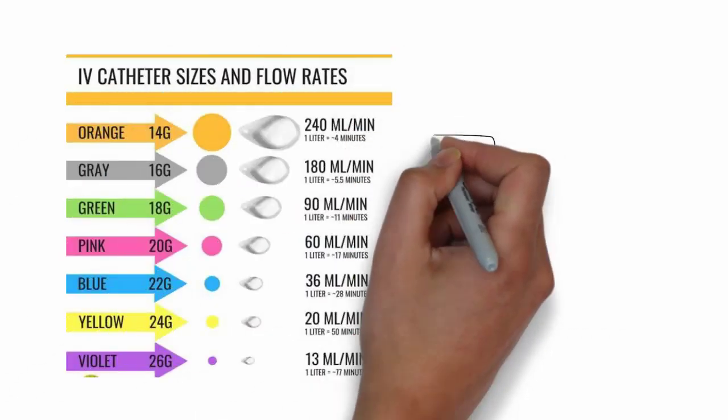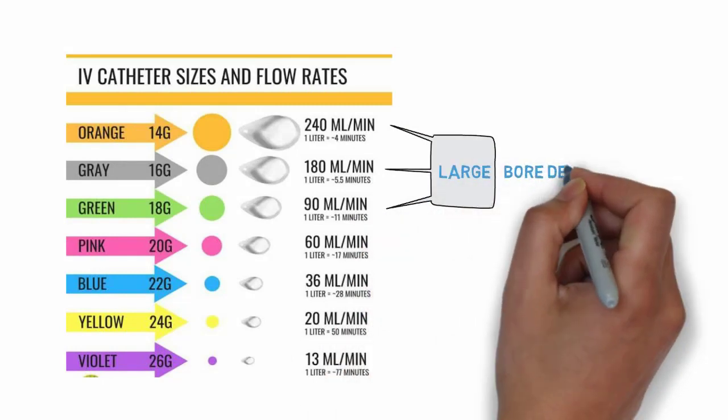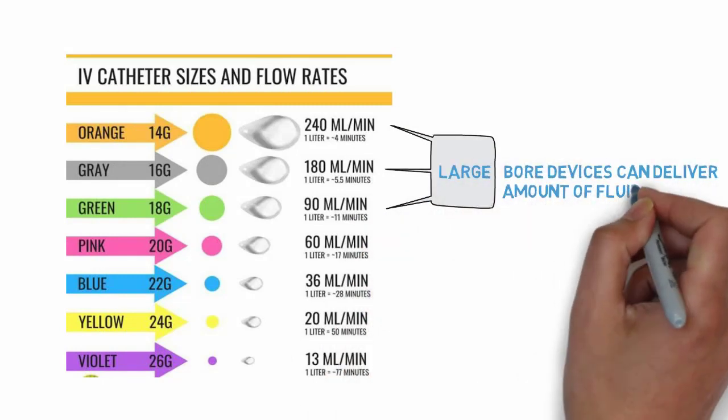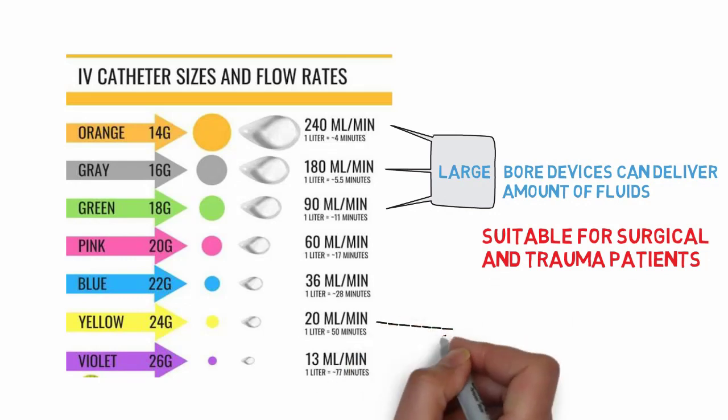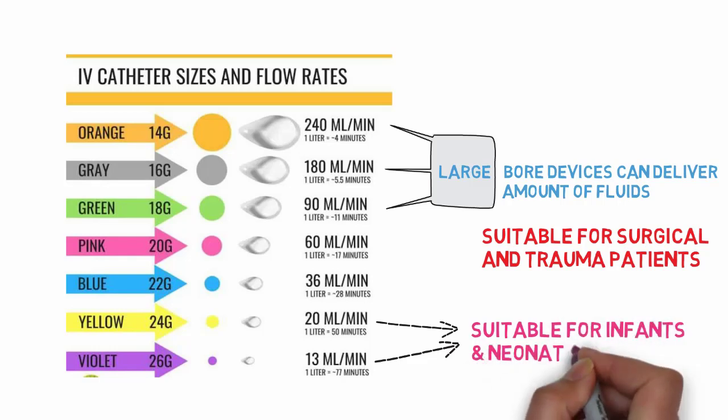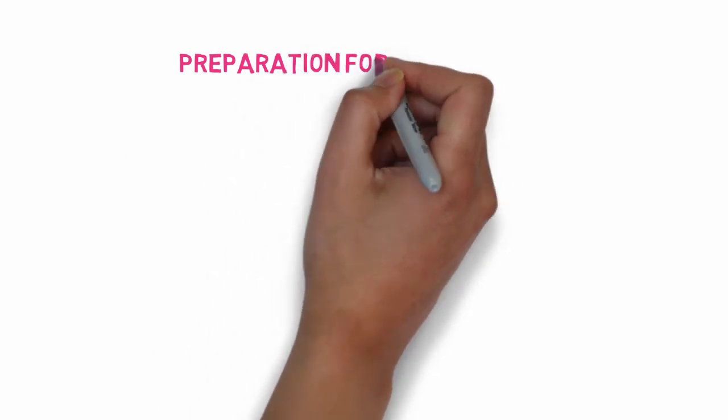Large bore devices are selected for surgical and trauma patients, who require large amounts of IV fluid and blood administration. Age of the patient, diameter of the vein, and the character of the drug administered are also important criteria for the selection of IV cannula size. In short, site and device selection are largely dependent on multiple factors.